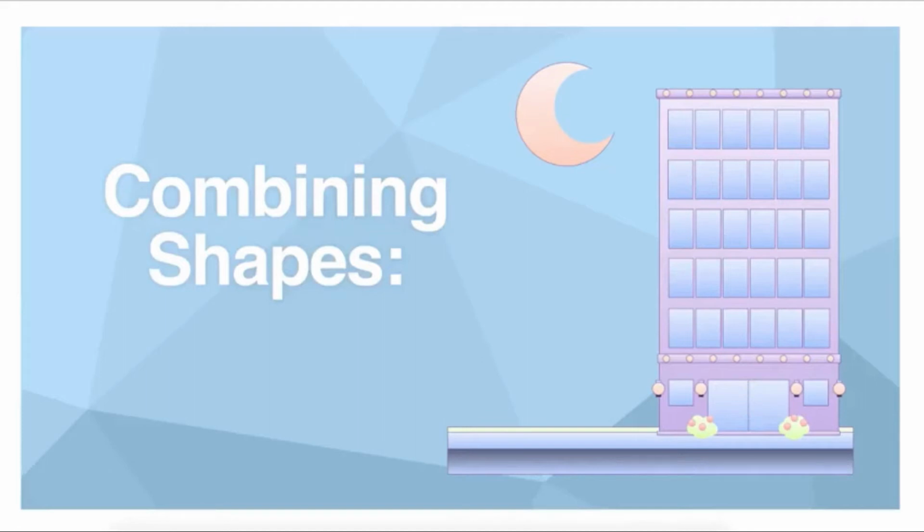Here I've used nothing but circles and squares, well, and rectangles. And there's quite a bit going on here, actually. There's lots of rectangles, there's quite a few circles, and it creates this building with some bushes and a street and a moon. So how do we do that? Let's look at some of these and break them down.